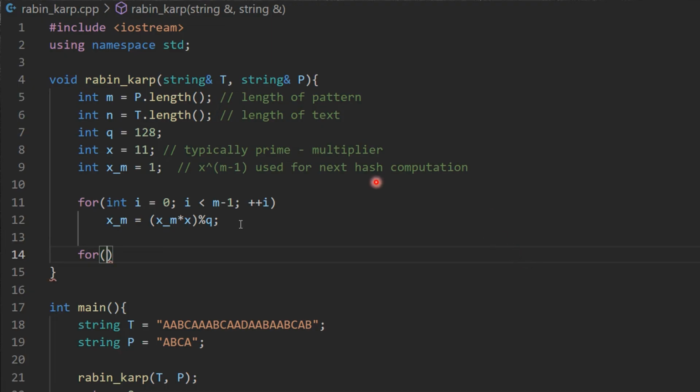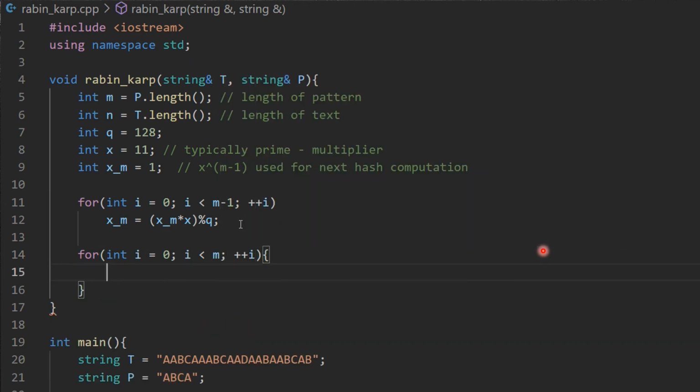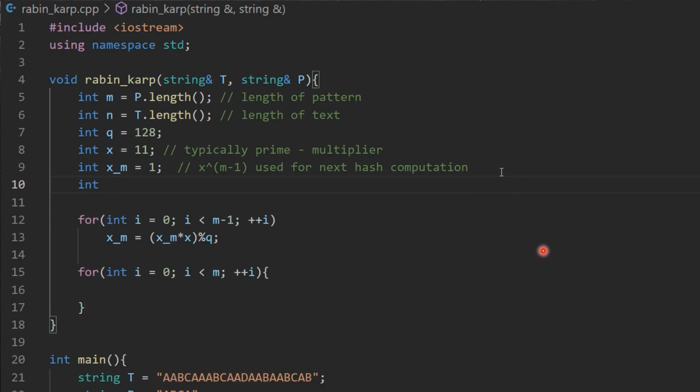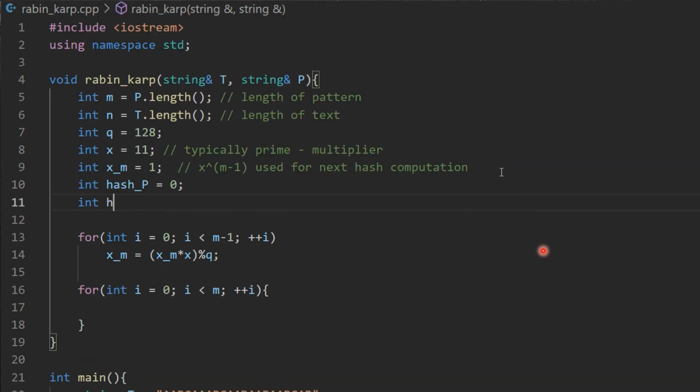And now let's calculate the hash values of the pattern. The pattern is not changing, so we will need to calculate the hash value just once. For the text we will be updating. So let's calculate the first window of the text and the hash of the pattern, and let's capture them in hash underscore p for hash of pattern and hash underscore t for hash of the current window in the text.